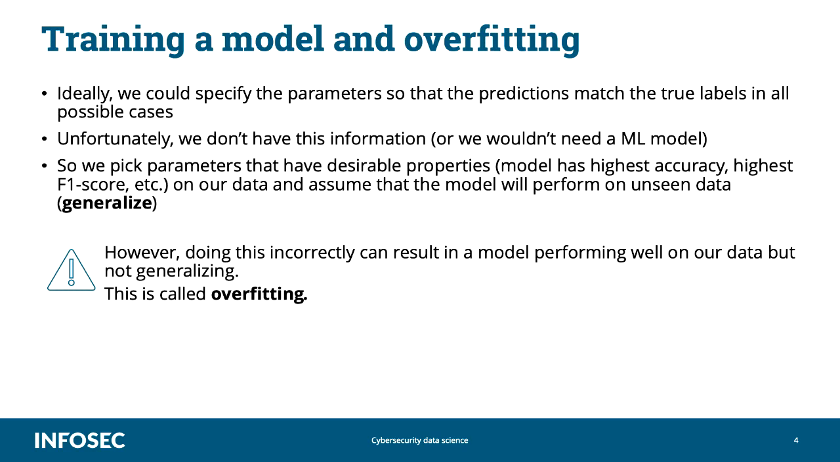Unfortunately, we do not have this information. Otherwise, we wouldn't need a machine learning model. We could simply use a dictionary that tells us the answers. So what we do instead is pick our parameters so that they have some desirable properties. For instance, perhaps they have the highest accuracy or highest F1 score on our data, and we assume that the model will perform well on data we have not seen before, i.e. generalize. However, if this is done incorrectly, what will happen is that your model will perform well on the data you gave it, but then when you put it out in production, it will fail you. And this is what is known as overfitting.